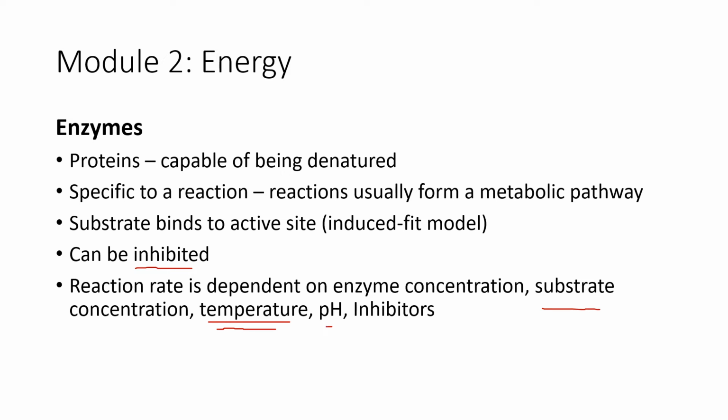pH. Certain enzymes work at certain pH. Again, if you change the pH too much, you can denature the enzyme. And then inhibitors. As I said before, an inhibitor can bind to that active site and not let the substrate bind there. Also, inhibitors can bind somewhere else on the enzyme and change the shape of the active site so that a substrate cannot bind.